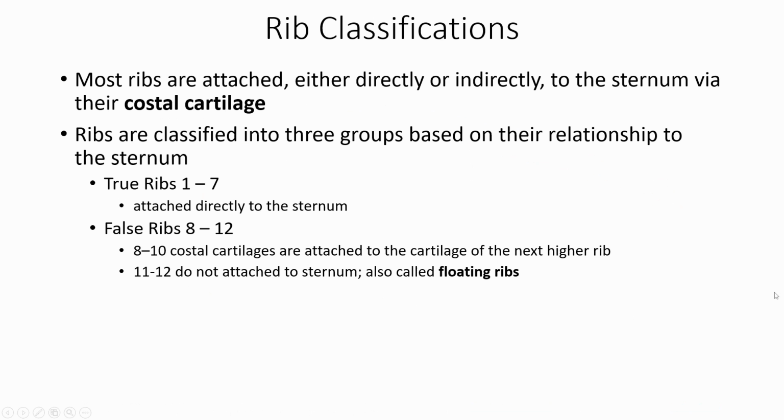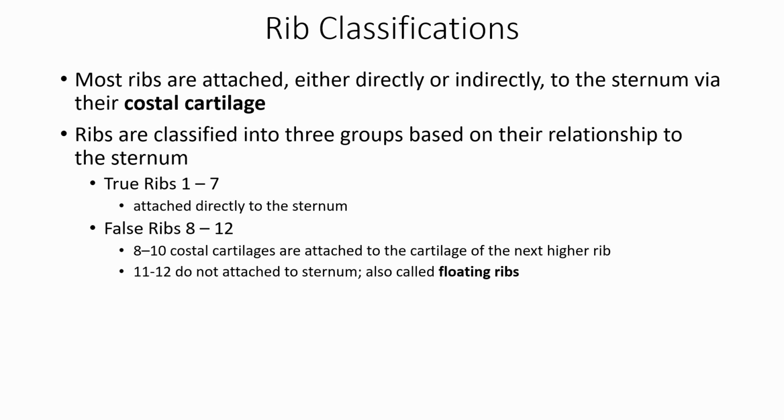So we can classify the ribs based on how they connect and if they connect to the sternum. So most ribs are going to connect to the sternum via their costal cartilage in some way or form, either directly or indirectly. We can have two main classifications of the ribs. There's the true ribs and the false ribs, and then the false ribs we can actually break down into two more categories. So let's go ahead and talk about those.